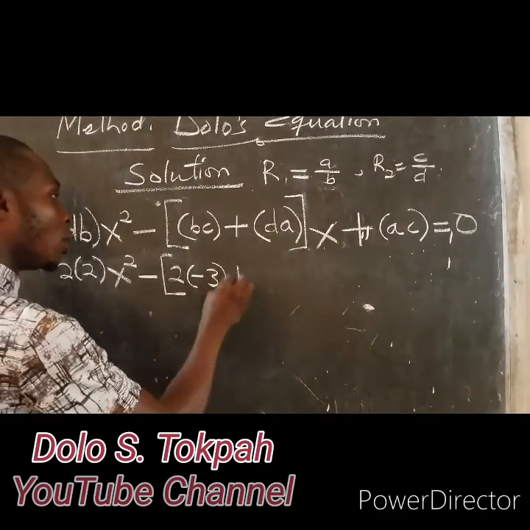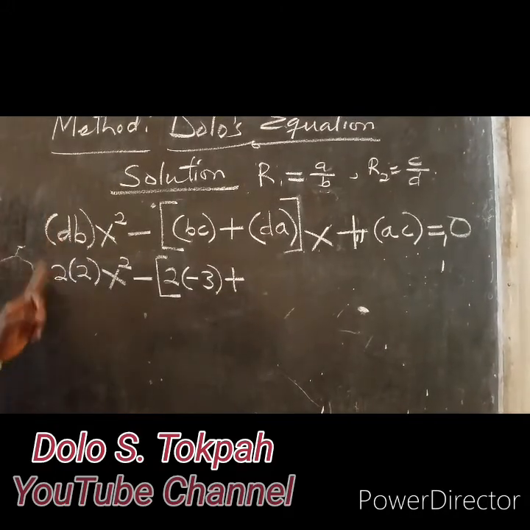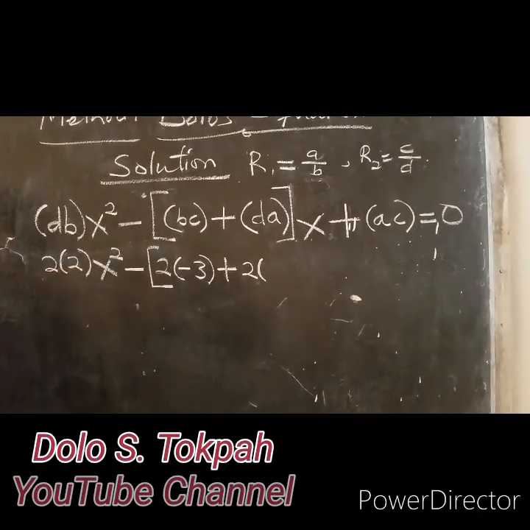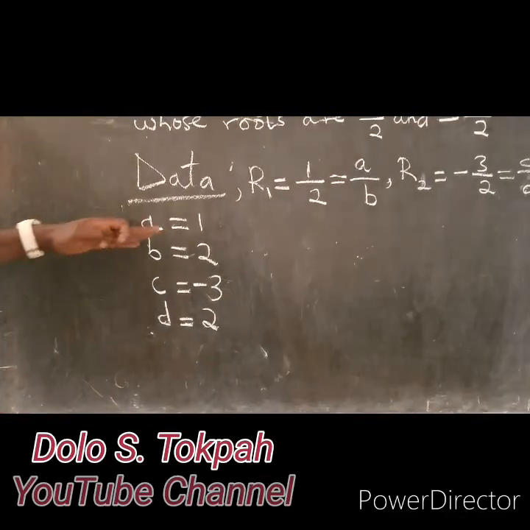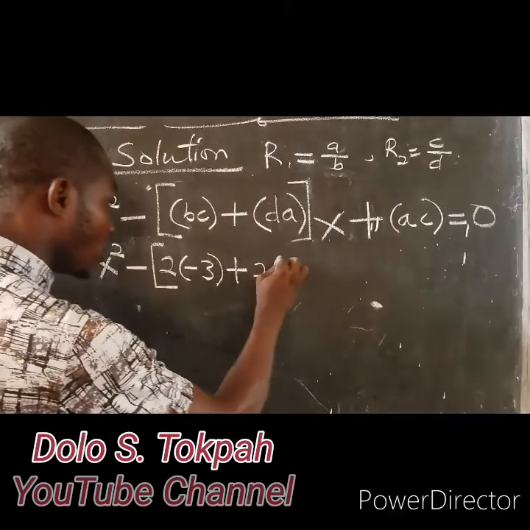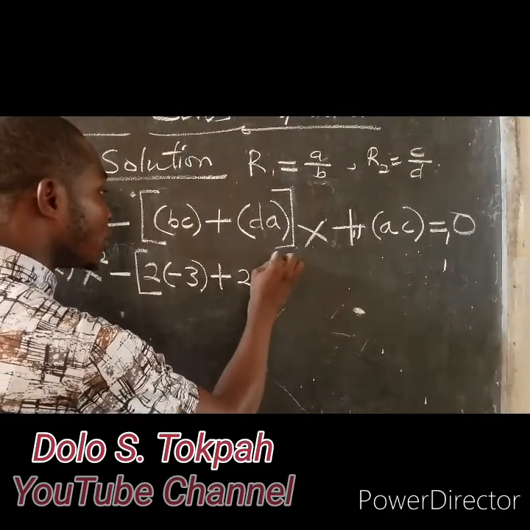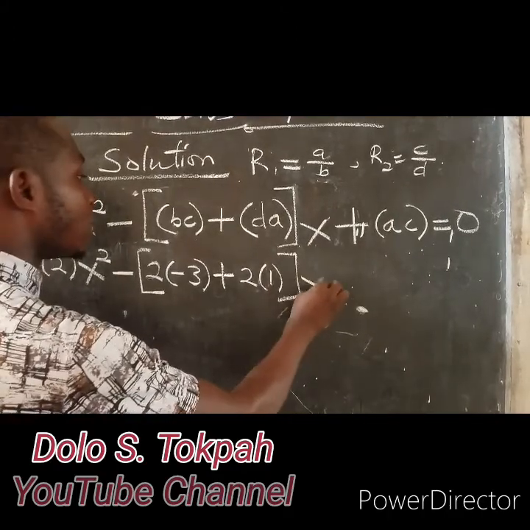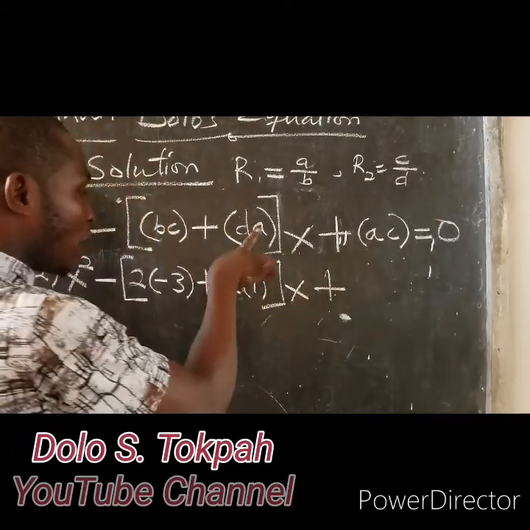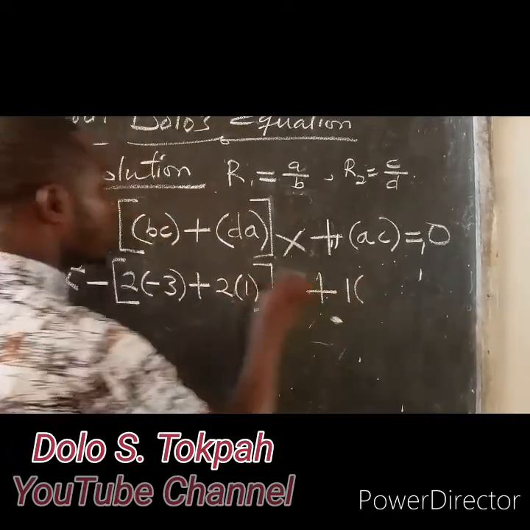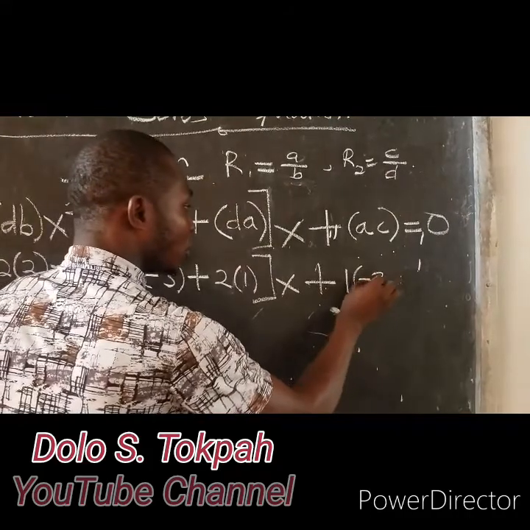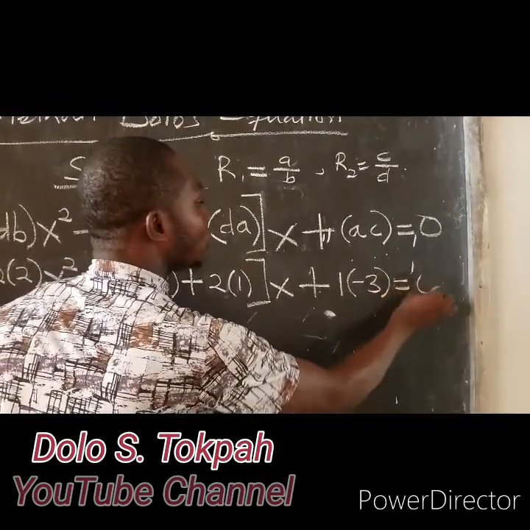We close it. Plus, and we got D. D is equal to 2 times A. A in our data is positive 1, so we just get the value and substitute for A. Braces close, all against x, plus A, which is just positive 1, times C, as you see, C is minus 3, or negative 3, must be equal to 0.